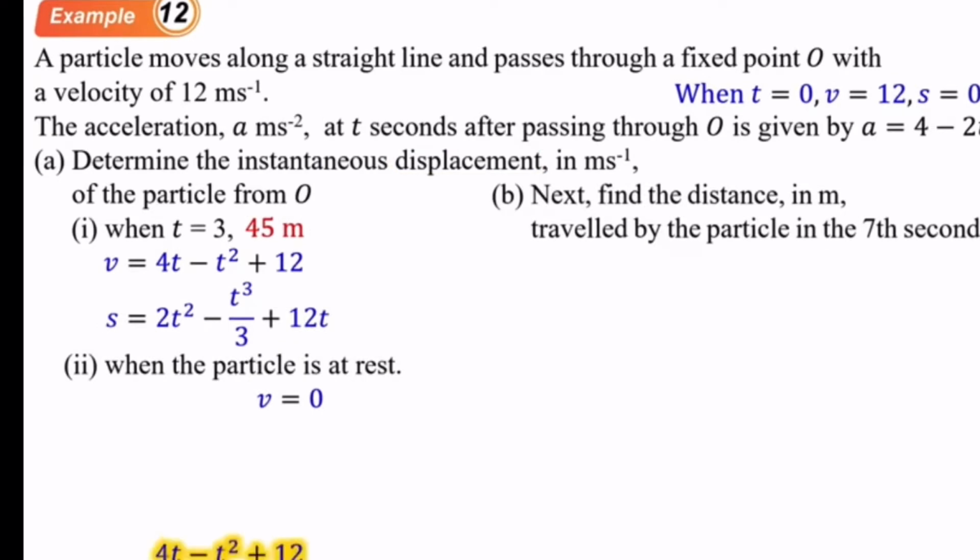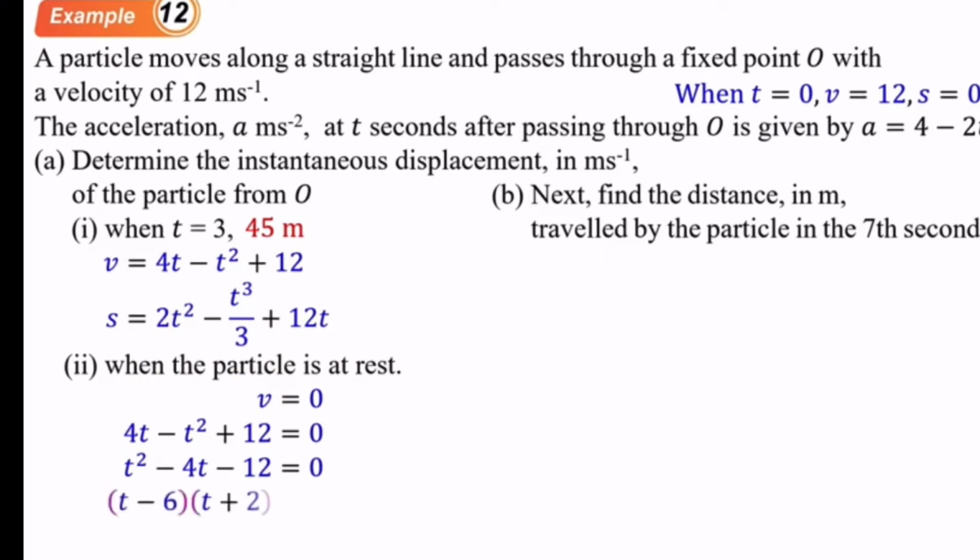Now let's discuss number two. We need to find the time when the particle is at rest. When the particle is at rest, meaning that it is stopped, the velocity is equal to 0. So we will factorize and find the time. When the velocity is equal to 0, what is the time?